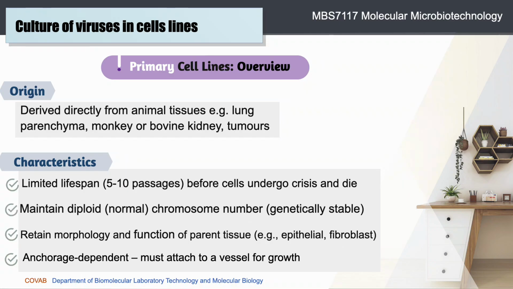They maintain the diploid chromosome number, which is normal, meaning that they are genetically stable. They retain morphology and function of the parent tissue. So if it's epithelial, they'll retain those functions. If it's fibroblasts, they will retain those functions. And lastly, they are anchorage dependent. They must attach to a vessel for growth.